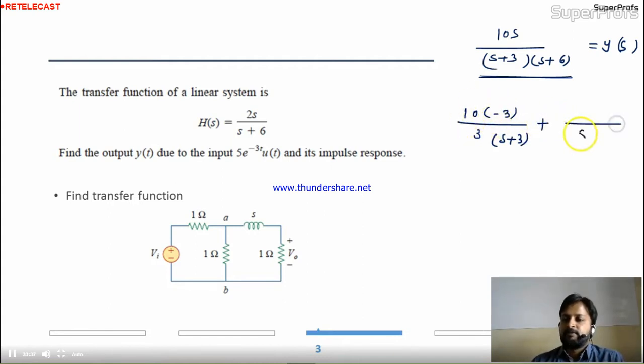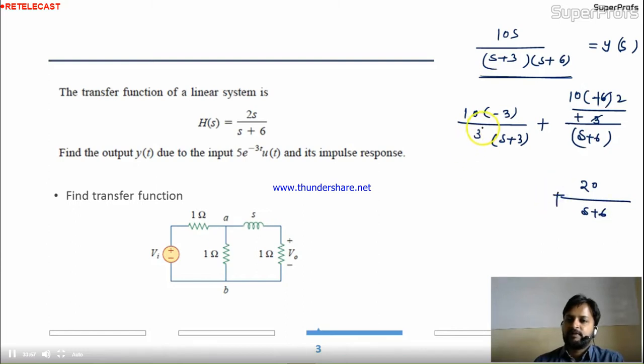Come to the B now. S plus 6. Instead of s I'll keep minus 6. So this is 10 minus 6 divided by minus 6 plus 3 minus 3 minus 3. So here 20 divided by s plus 6 plus, what about this? 3 will get cancelled. This is minus 10 divided by s plus 3.